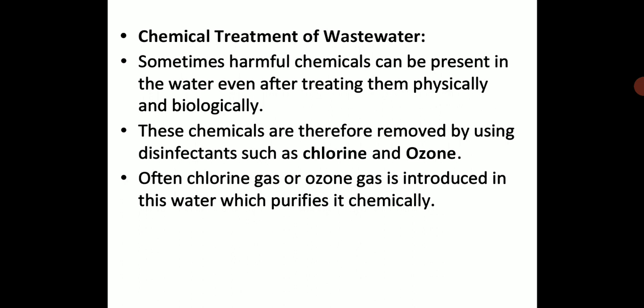In swimming pools also they keep adding chlorine gas so that all the microbes in the water get killed. It will disinfect the water. In swimming pools chlorine gas is commonly used because many people swim in the water, and continuously swimming adds so much contamination to the pool that it has to be taken care of. So chlorine gas acts as a very good disinfectant to kill all microbes. Often chlorine gas or ozone gas is introduced in this water, which purifies it chemically.